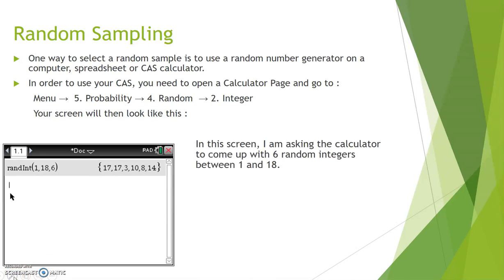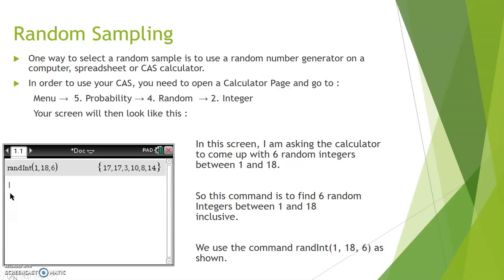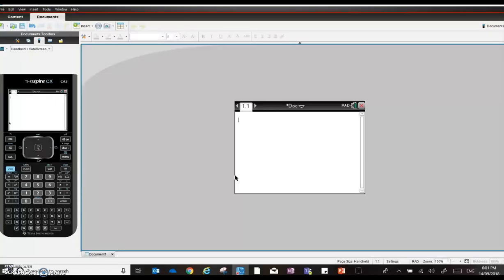In this screen, I'm asking the calculator to come up with 6 random integers between the numbers 1 to 18 inclusive. So this command is to find 6 random integers between 1 and 18. And as I said before, we use the command randint(1,18,6) as shown. Let's have a look at a demonstration of how we do this on the calculator.